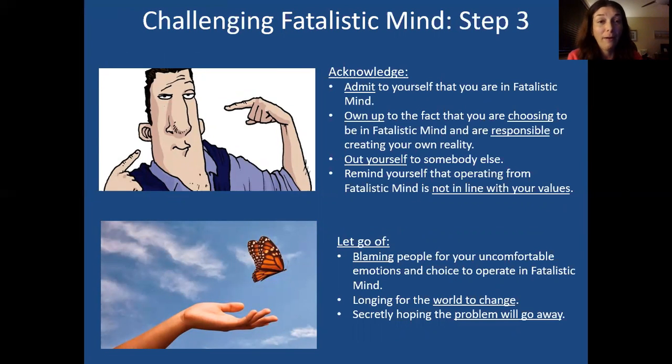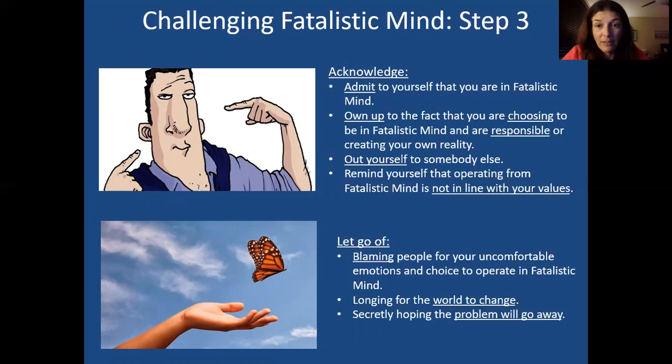All right, so now I'm admitting I'm in fatalistic mind. I have to admit it to myself. I should out myself to another person because it thrives in secrecy. So once you put it out there that I think I'm operating in fatalistic mind, you tell somebody, it gives you a good starting point for working on it.